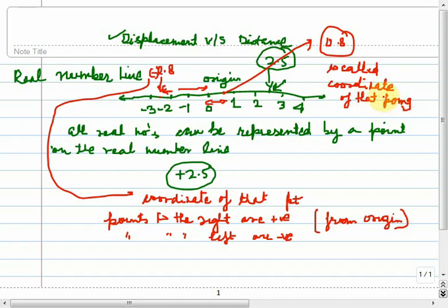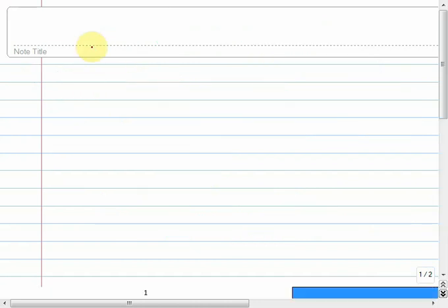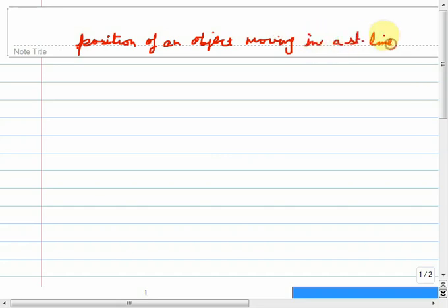And opposite also, if you are given a coordinate plus 5, you want to locate it on a number line, then this will be the location of coordinate plus 5. Similarly, negative numbers are to the left of the origin. This is origin. Now in terms of this real number line, the position of an object moving in a straight line can be defined using this real number line. How?